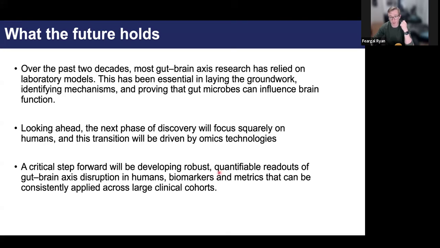What I think we need in humans is a robust, quantifiable readout of the gut-brain axis, something that we can measure in humans on a large scale. I have a few ideas of how we might do this, and it's something my research team and I are looking at doing in the future, where we can apply this in large clinical cohorts. Because if we do this, it doesn't just allow us to look at diseases where we suspect there's gut involvement, it allows us to look at all diseases in an unbiased way. That idea of simply measuring everything.